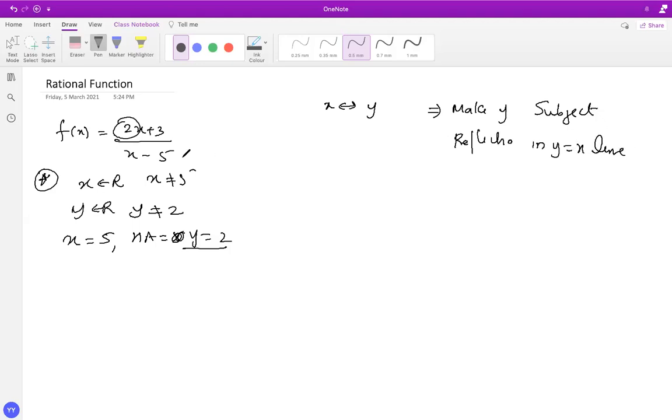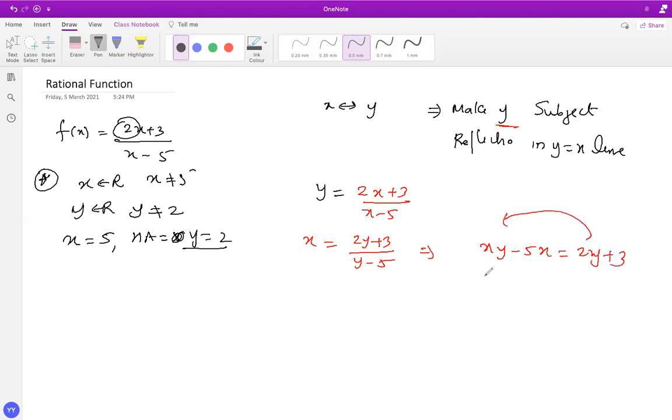So now what we do is, if I have to find out the inverse function for this one, you can quickly write this as y equals (2x plus 3) over (x minus 5). Interchange x with y, so it is (2y plus 3) over (y minus 5). Make y the subject now. So I'm going to just cross multiply. So xy minus 5x equals 2y plus 3.